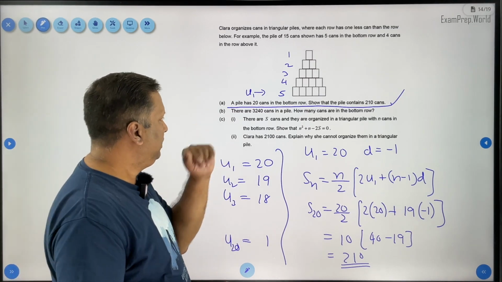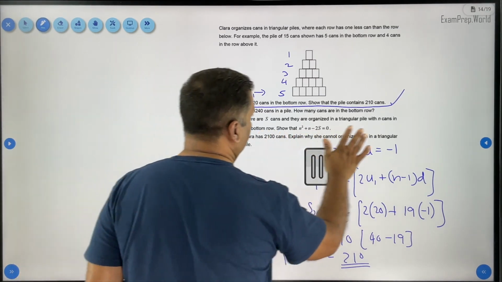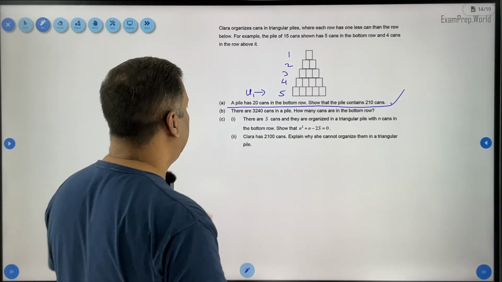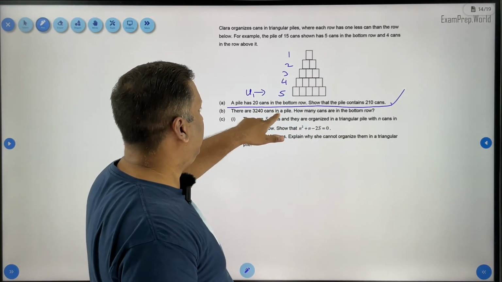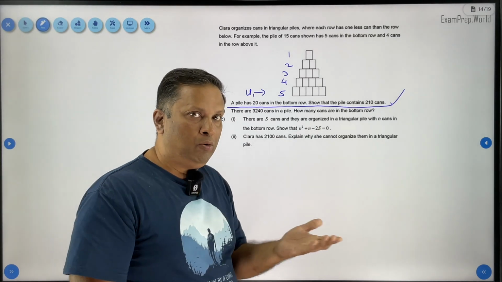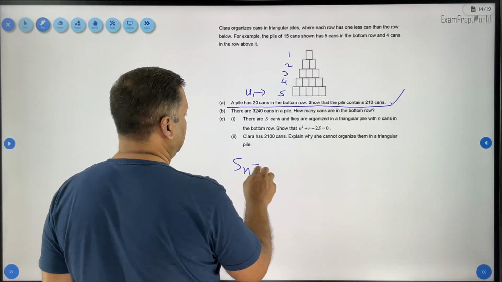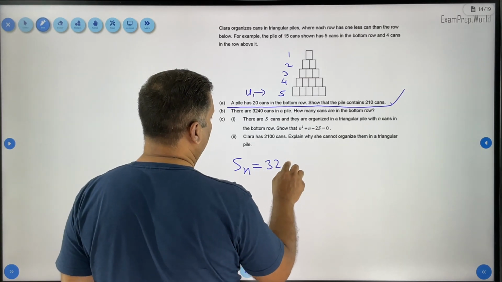Now let us do B. There are 3240 cans in a pile. Now he is asking how many are there in the row. So he gave SN is 3240.